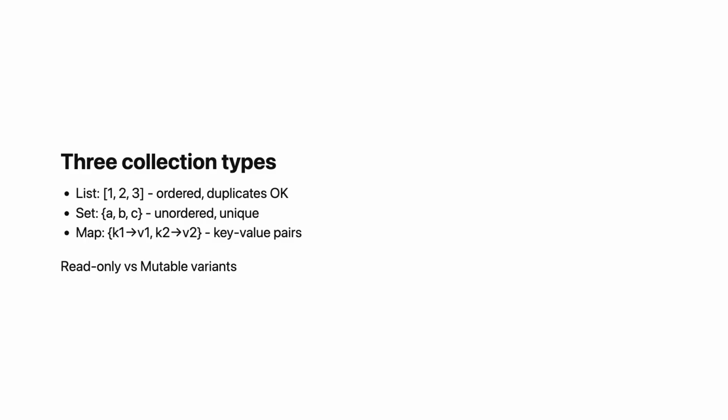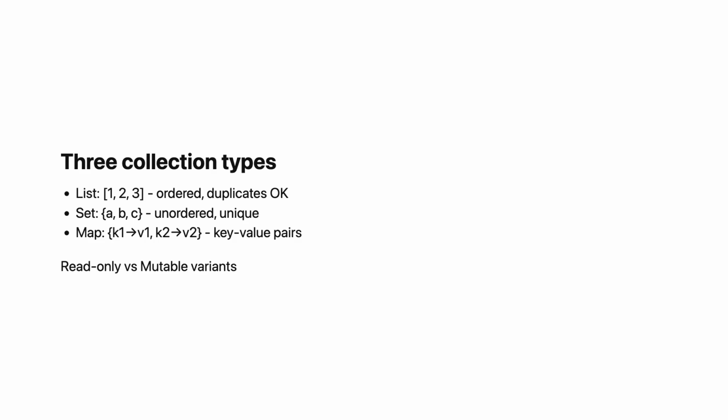Each has two variants, read-only and mutable. Read-only: you can read but not modify. Mutable: you can add, remove and modify. MutableList, MutableSet, MutableMap. Read-only is the default. Prefer immutability unless you need to modify.